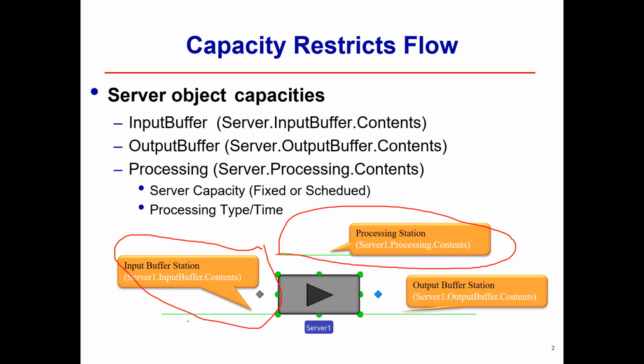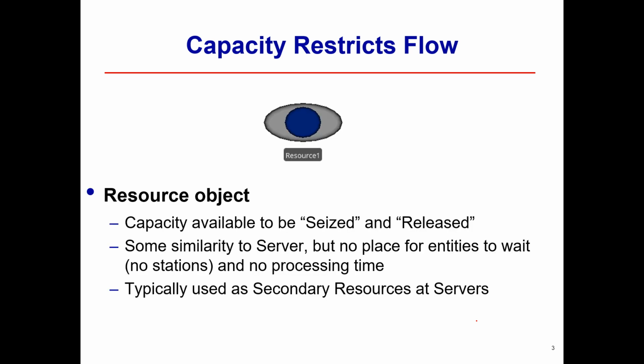So you see there are 3 green lines here. Each green line represents the so-called buffer. The last is the so-called output buffer. On the right, here's the green line represented. Also the server has a capacity either fixed or can be scheduled. And the processing time has different types and different time specifications. We will discuss those in a later part of the example in this lecture.